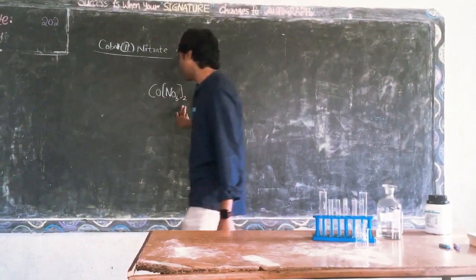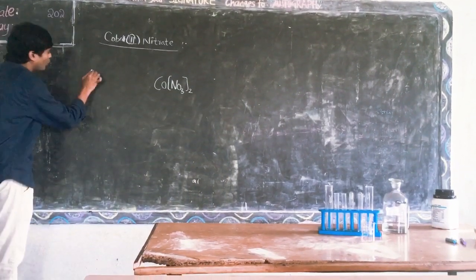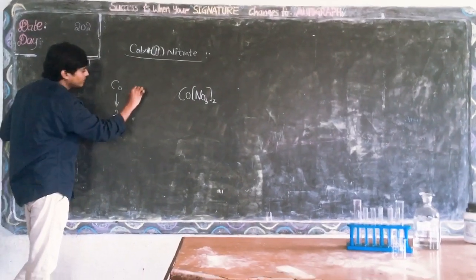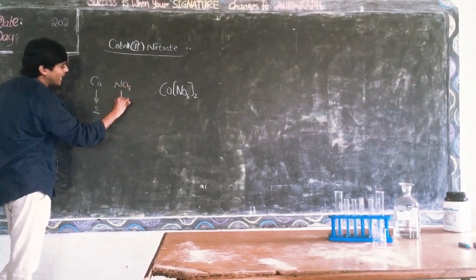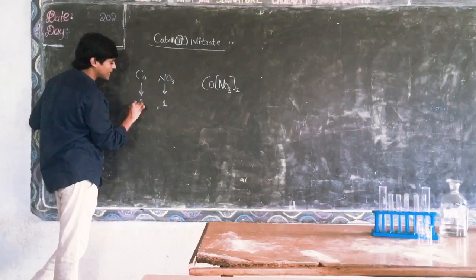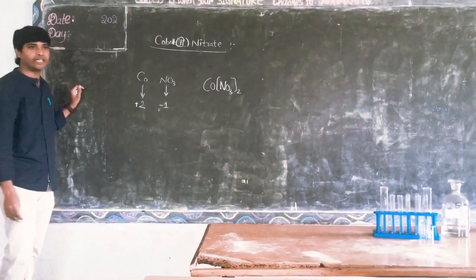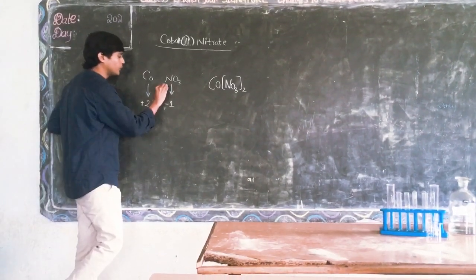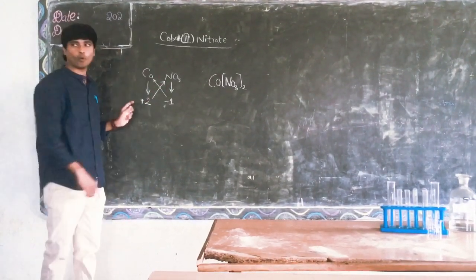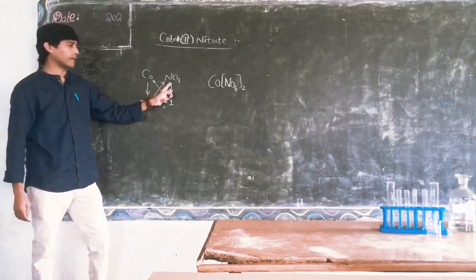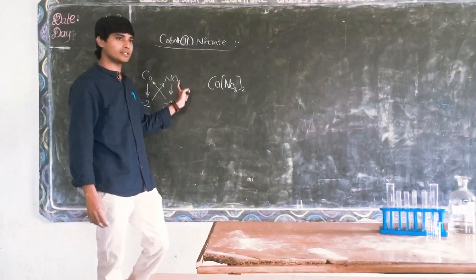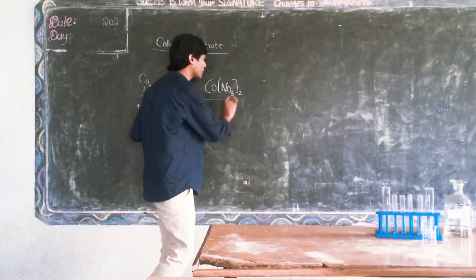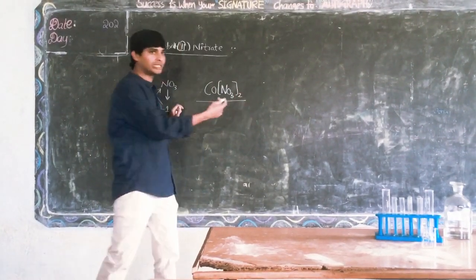Why has she written the 2 here? Because I have given cobalt valence 2. The valence of nitrate is 1. Basically it is plus 2, and this is minus 1. So NO3 should be 2 in number, cobalt should be 1 in number. It is a polyatomic ion. So whenever the polyatomic ion is coming more than once, you have to keep the bracket and write it. Here, for cobalt, there is no need to put the bracket.